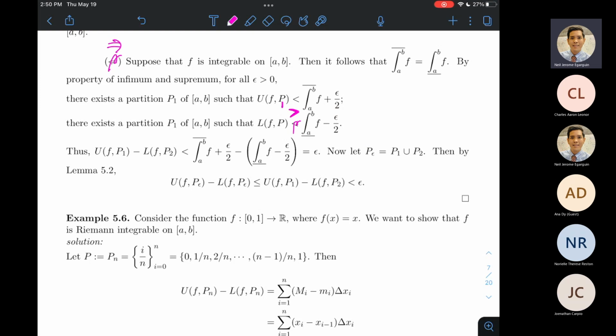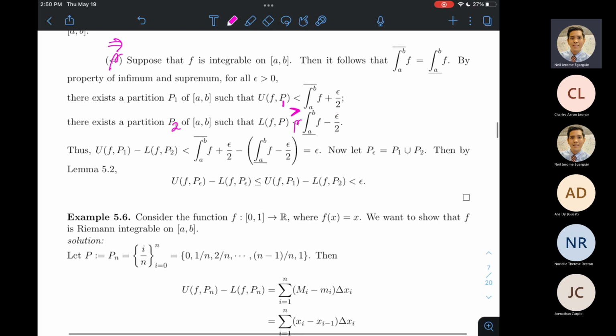So dapat merong isang lower sum na mas malaki kesa sa kanya. Alright? So that means there will exist a partition P2 such that the lower sum of f relative to P2 is larger than the lower integral minus epsilon over 2. Right? Tapos tingnan natin yung difference between the upper sum relative to P1 minus the lower sum relative to P2.